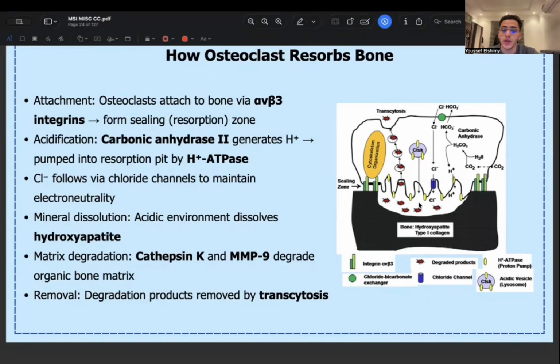So the acidic environment would lead to the dissolving of the hydroxyapatite, which are the calcium and phosphate crystals. Then we have also matrix degradation. Also, the osteoclasts secrete cathepsin K and MMP9 in order to degrade the organic bone matrix, which is the collagen. By doing that, the degradation products get removed from the resorption pit by transcytosis. So whenever, for example, we need calcium for our body, bone resorption happens, and calcium gets transcytosed through the osteoclast and released into the blood.